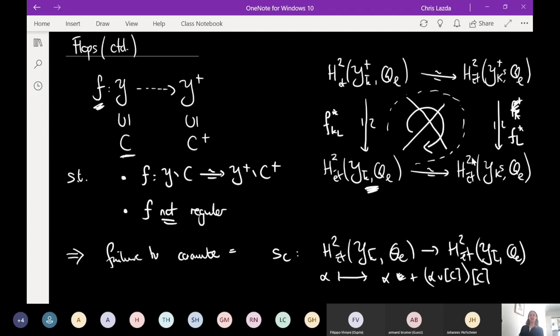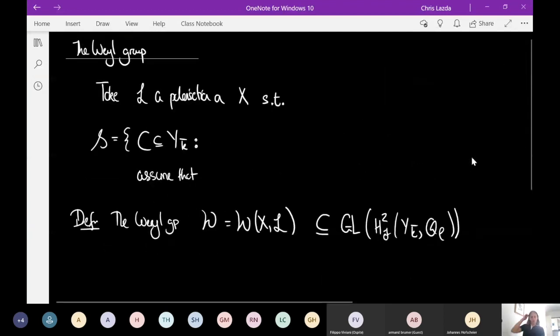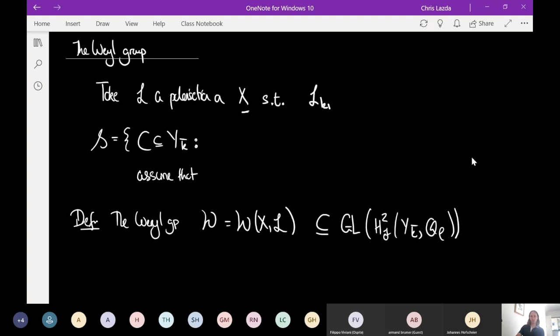So somehow we can detect the fact that this flop is not regular by looking at how it acts on cohomology. And this is somehow the key point in proving the theorem. So the way we're going to take advantage of this is we're going to take a polarization on our original K3 surface X, which specializes to something which is big and nef on the special fiber of this model, curly Y. This can always be done.